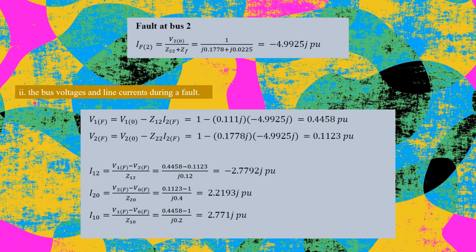Next, let's move on to calculate the bus voltages and line currents during the fault. To calculate bus voltages, we will be using these formulas. We have V1 and V2. Next, to calculate line currents, we will be using the formula shown below. I12, I20, I10 are the respective line currents, which can be calculated with their respective formulas.